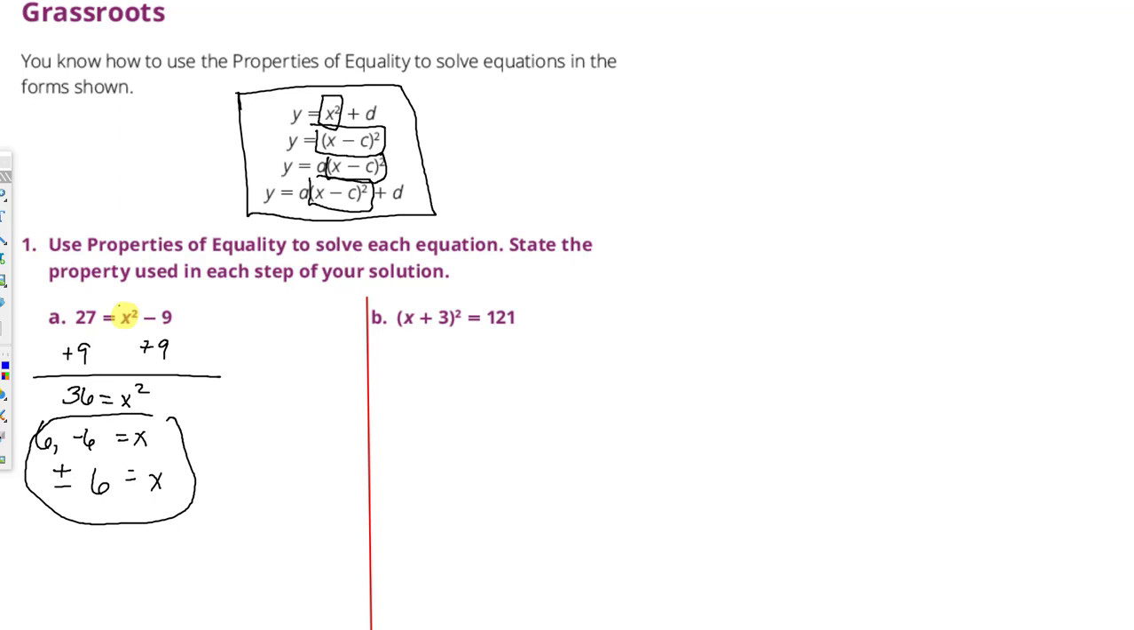Now on B, when I get my squared term isolated, it's this whole parenthesis. So it's already isolated. The next thing is, when I was asking that question, what number times itself? That's square rooting. So I'm square rooting both sides. What number times itself is 121? 11.